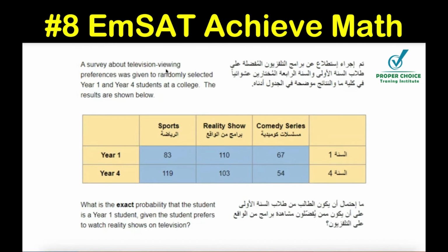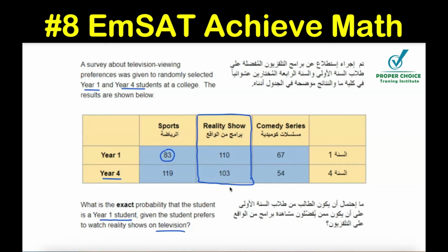A survey about television viewing preferences was given to randomly selected year 1 and year 4 students at a college. The results are shown below. Sports was viewed by 83 students from year 1 and 119 students from year 4. Likewise, they have also shown reality shows and comedy series. What is the probability that the student is a year 1 student given that the student prefers to watch reality shows on television? The question is about reality shows, and among the total number of people who watched reality shows, what is the probability that the student is from year 1?